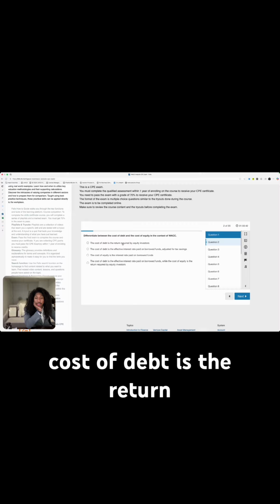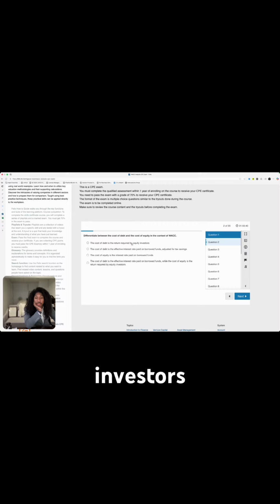Okay. Cost of debt is the return required by equity investors. Well, that doesn't make any sense at all. The cost of debt is the effective interest rate paid on borrowed funds adjusted for tax savings. That is correct.